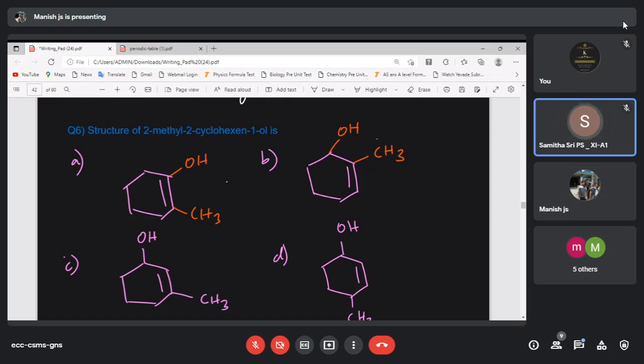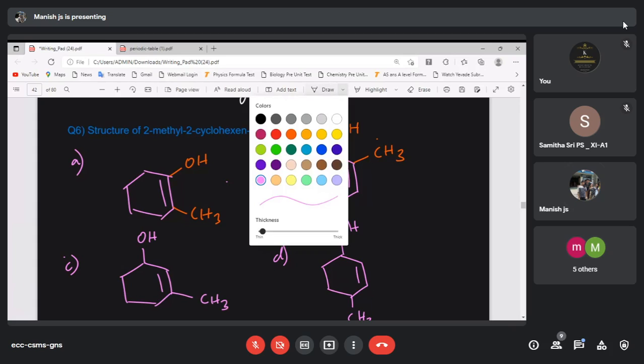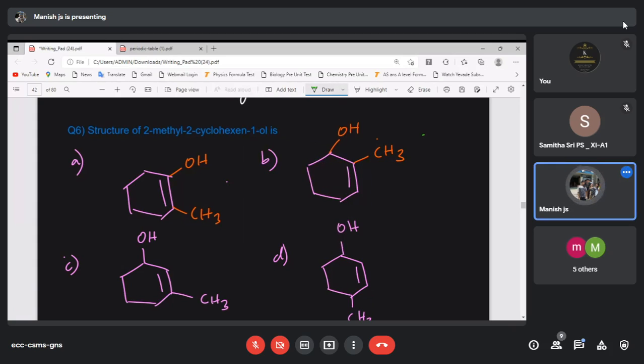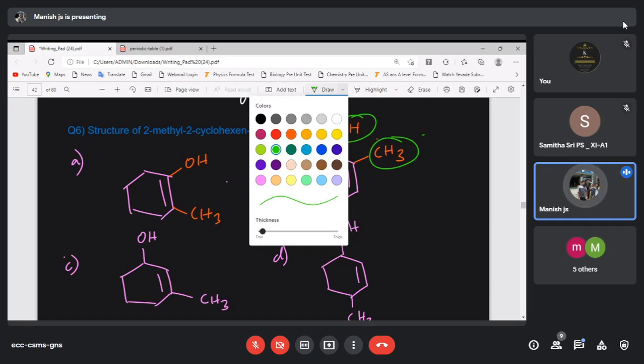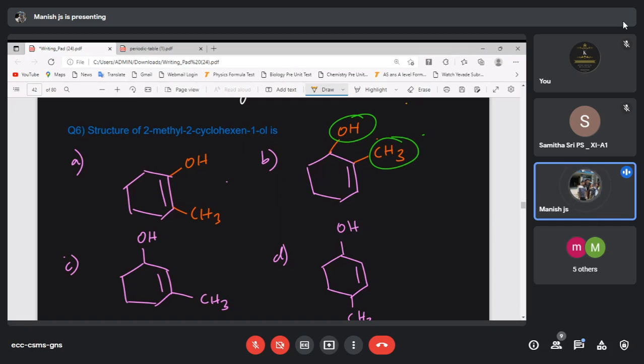Option B, sir. Okay, let's check. For 2-methyl, first we will give the numbering. I have told you that when there is a functional group and an alkyl group, the alcoholic functional group always gets first preference. So numbering starts from here. It is 1, then 2, 3, it goes like this. So this is the numbering.